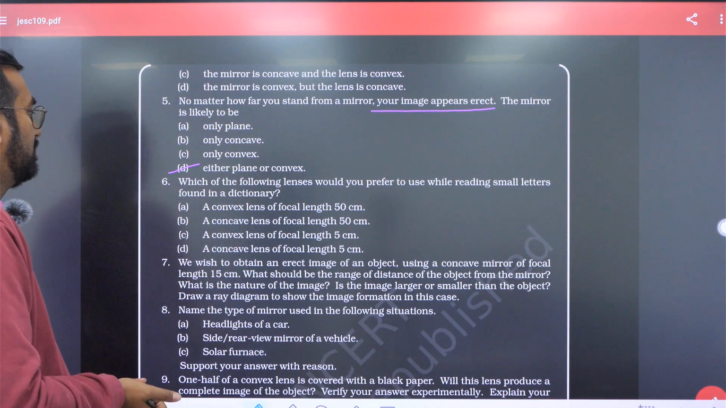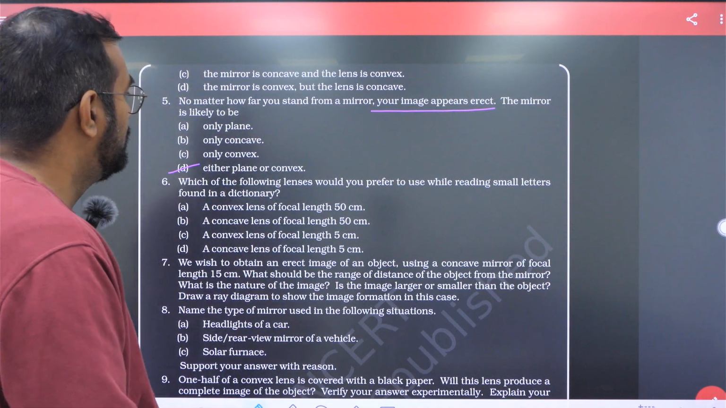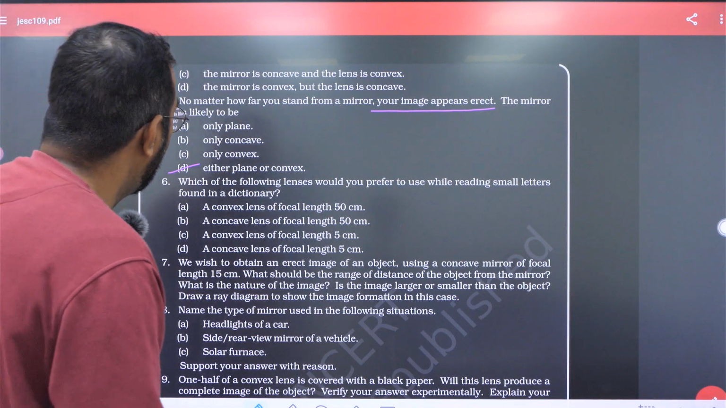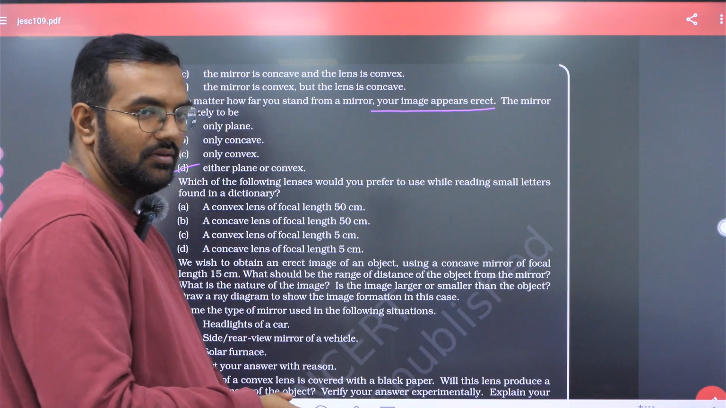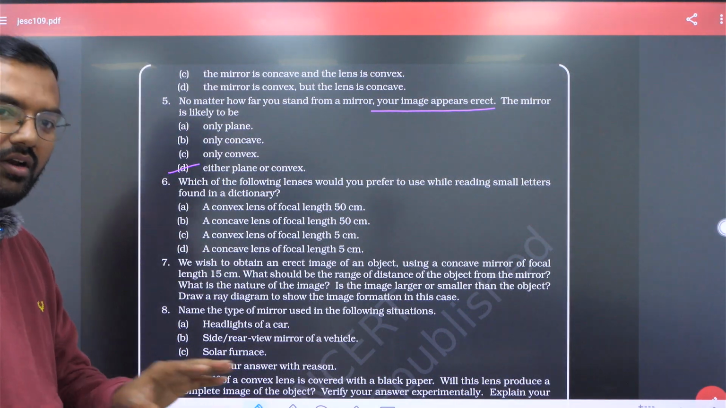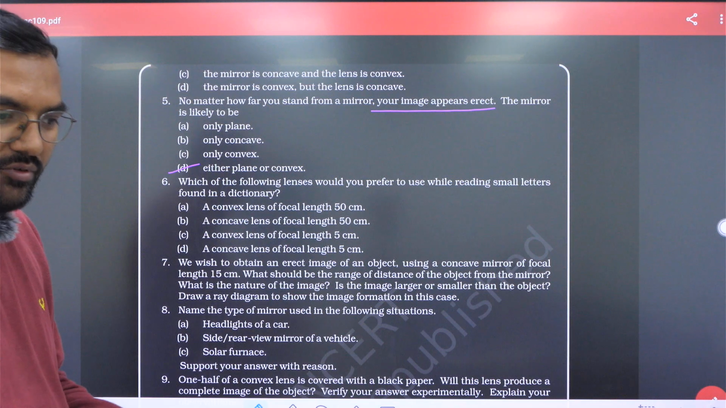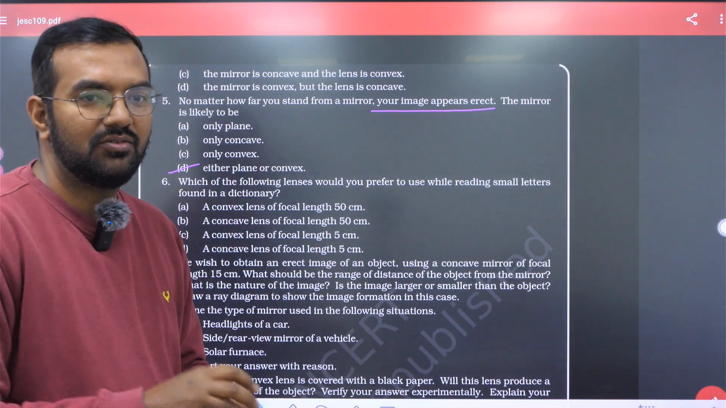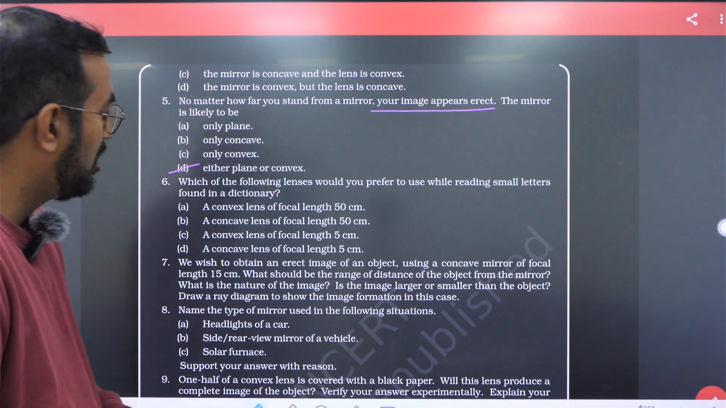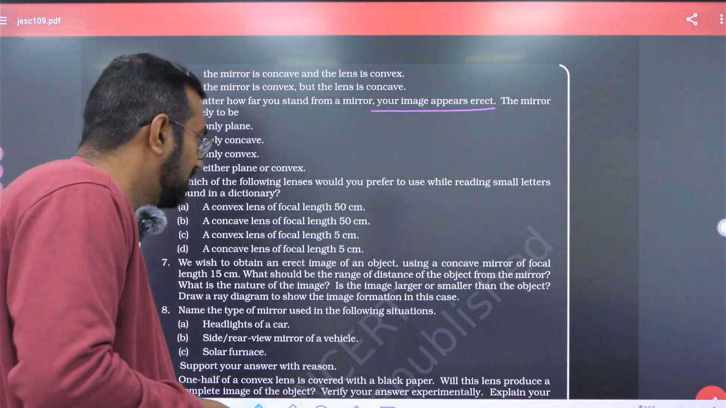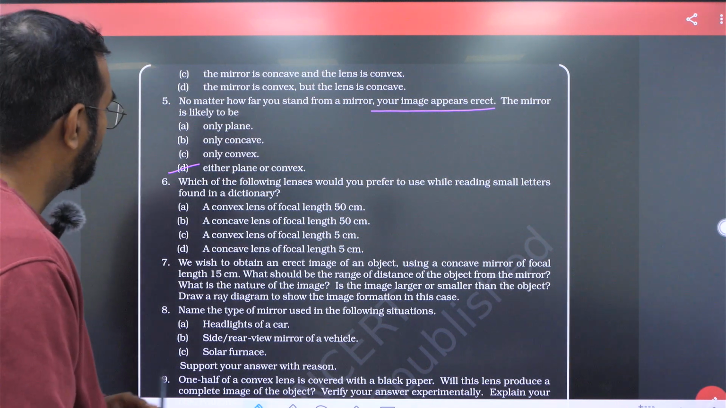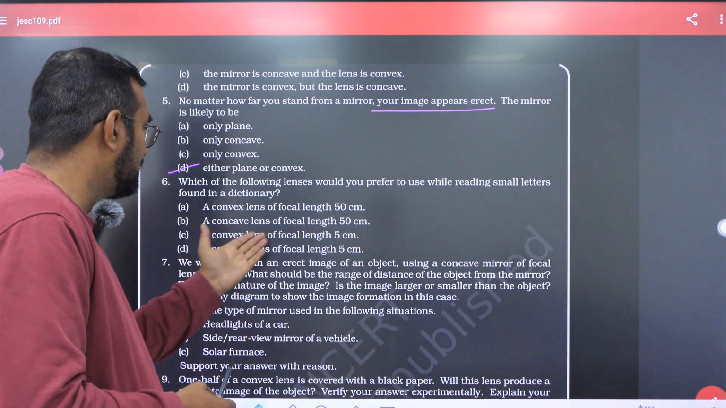Okay, question number 6. Which of the following lenses would you prefer to use while reading a small letter found in a dictionary? The small letter is small, so you have to enlarge it. So which lens enlarges the image? Convex lens. There are focal lengths also here: convex lens focal length 50, convex lens focal length 5.